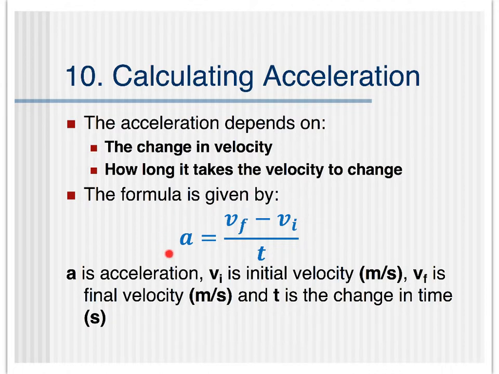So the formula we're going to use here to calculate acceleration when we're dealing with the speeding up, slowing down part is this: A equals VF minus VI over T. We'll talk a little bit later about how we deal with the changing direction piece, because that is the third way to accelerate, but for now we're just going to focus on speeding up and slowing down. So in this formula, A is going to be our acceleration, VF and VI are going to be our initial and final velocities, and T is going to be the time over which that change occurs.